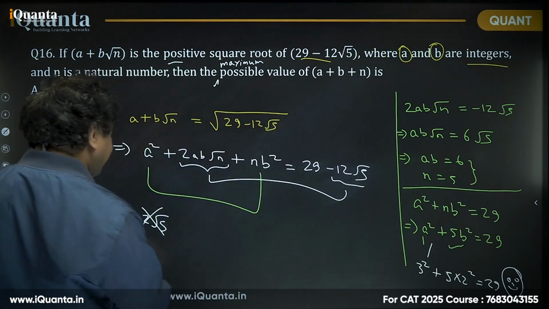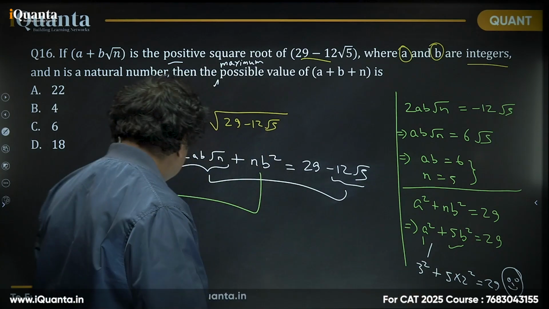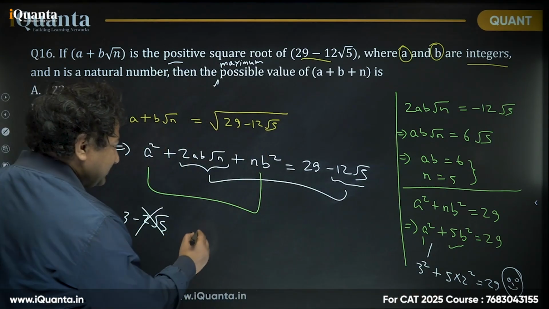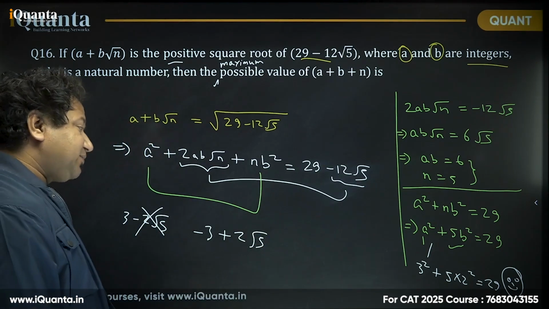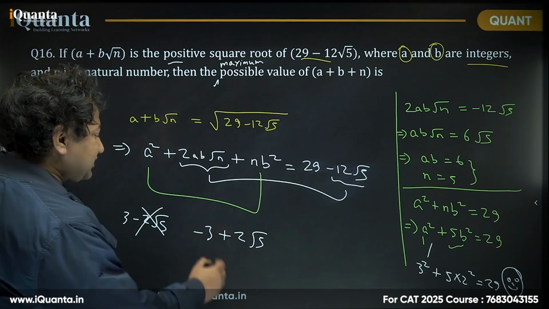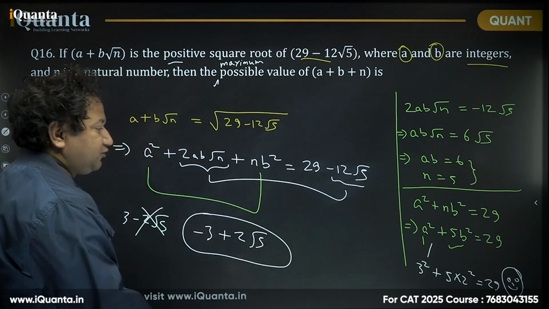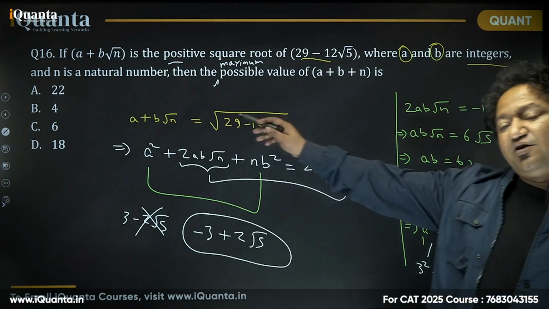So what can we have? If I take a as minus 3 and b as 2, then it's a possibility. So instead of 3 minus 2 root 5, let's take minus 3 plus 2 root 5. Now, is it a positive square root? Yeah, it is positive. 2 root 5 is more than 4, so obviously more than 3. This is positive. So this is the square root that we have. For sure. But taking this into consideration, we are getting 10, which is not even in the options.